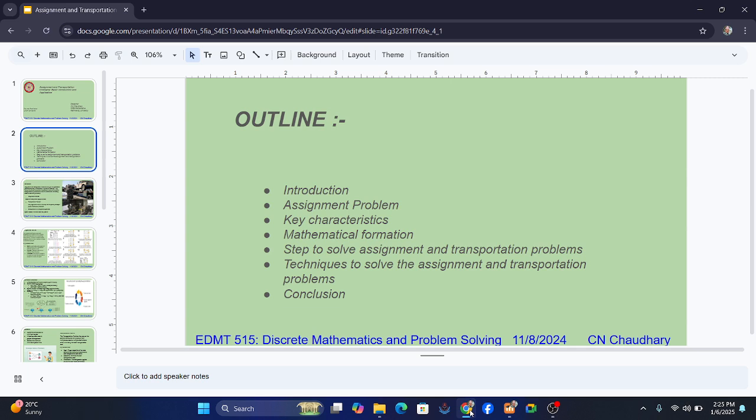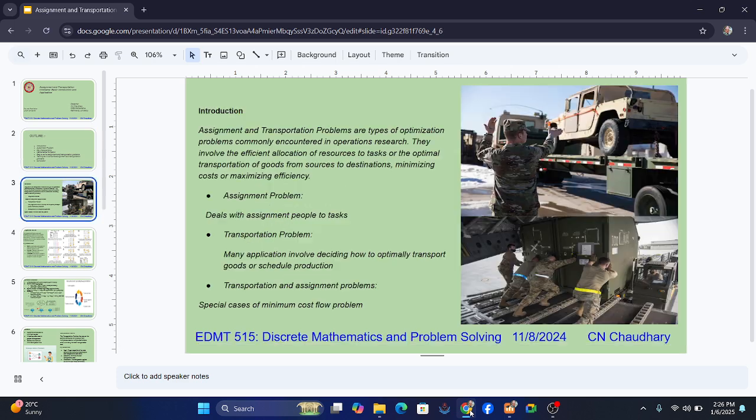Number one, introduction. Number two, assignment problem. Number three, key characteristics. Number four, mathematical formulation. Number five, steps to solve assignment and transportation problems. Number six, techniques to solve the assignment and transportation problem, and at last, conclusion. Now, talking about the introduction of the assignment and transportation problem.